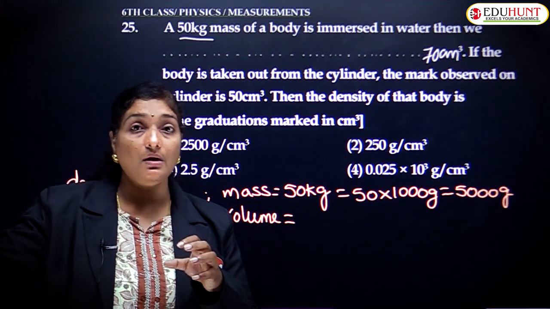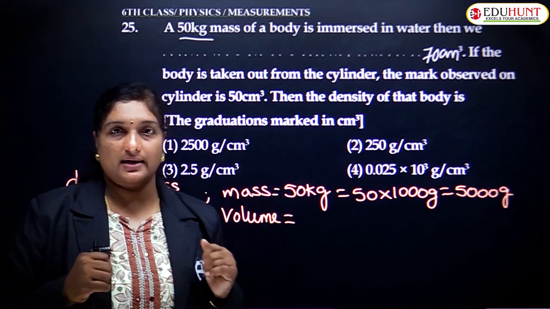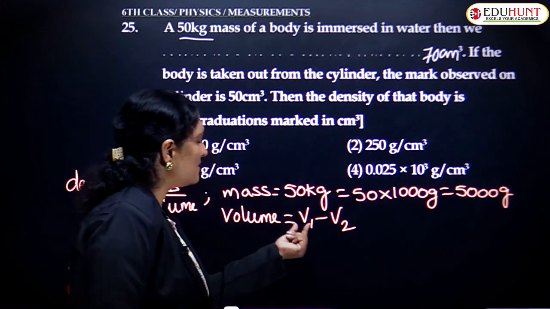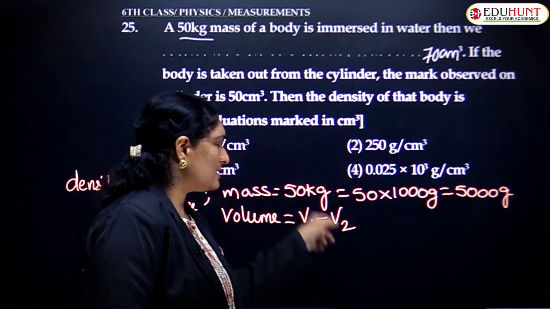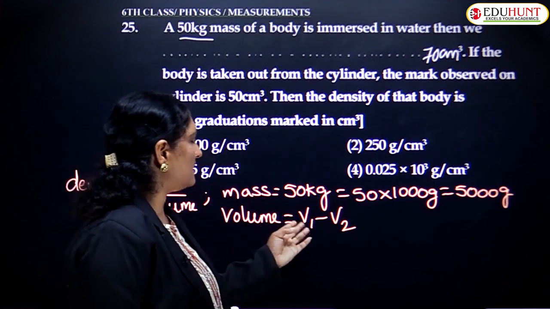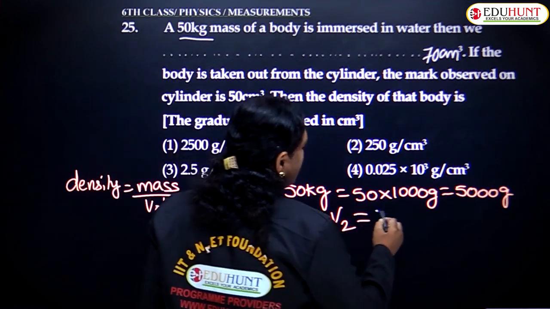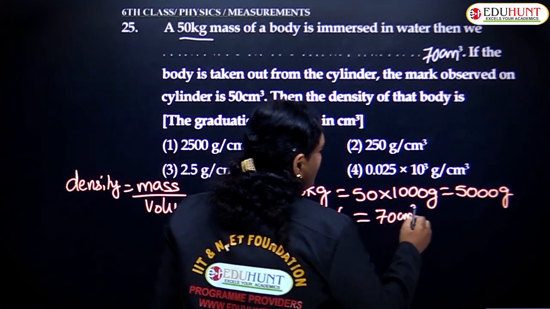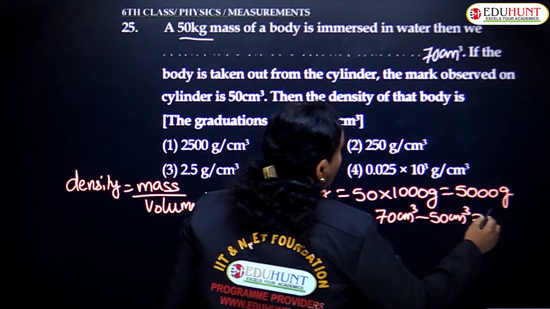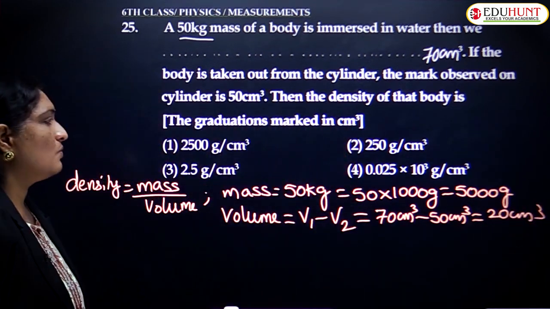Okay. So what is the volume of the body? Initial volume minus final volume. Initial means water plus stone. Final means only water. So to get the volume of whatever body you are considering, take the difference between these two. So what was V1 given as, children? 70 centimeter cube. And V2 was found to be 50 centimeter cube. So subtract this. How much will you get? 20 centimeter cube. So this is what was given.